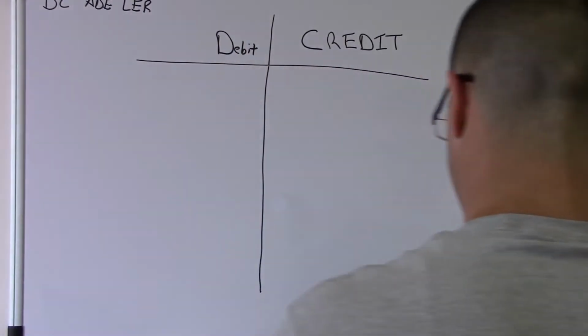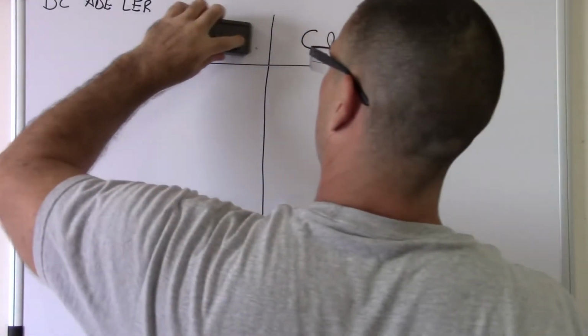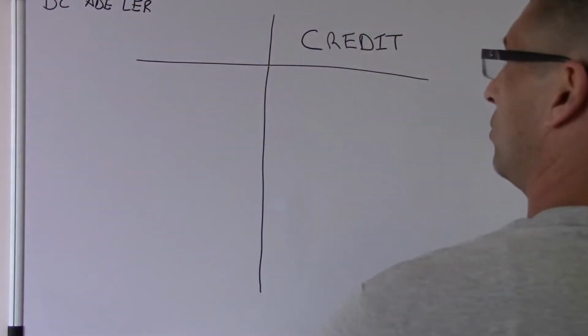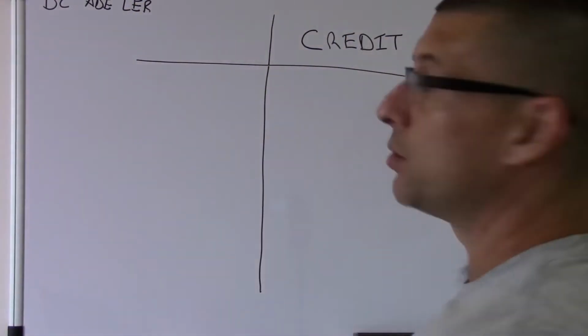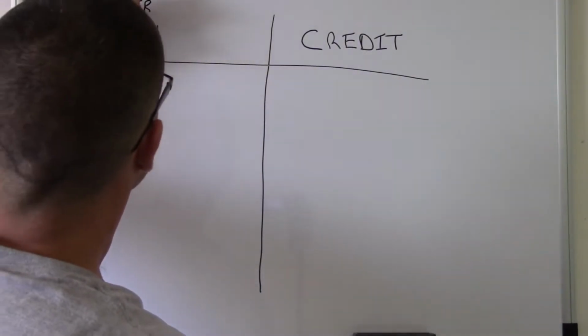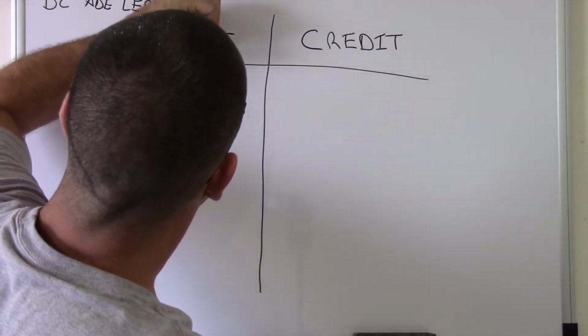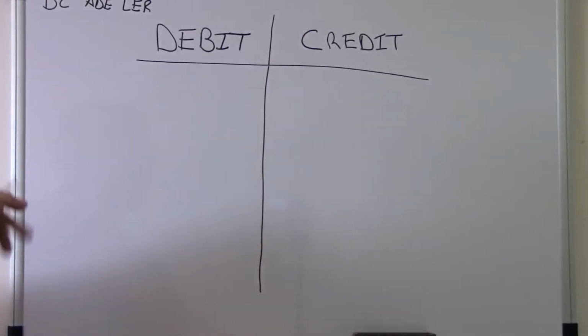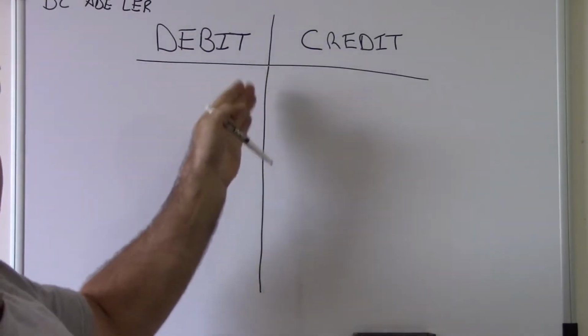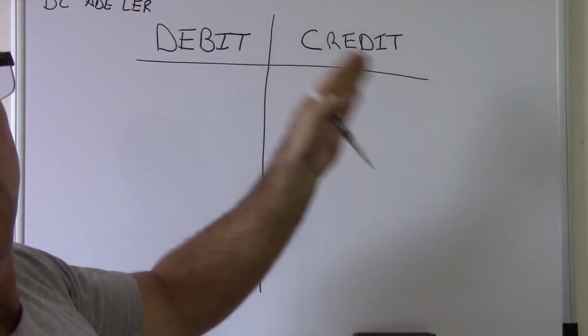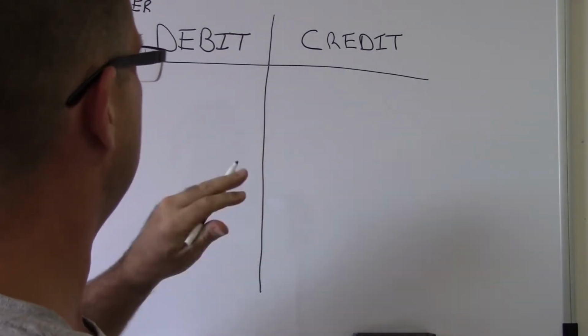Yeah, that's kind of small, huh? We've got to see that debit. It's very important. Now in the accounting world, debit's always going to equal the credit. Always, always, always.